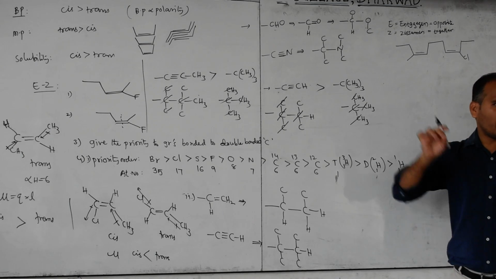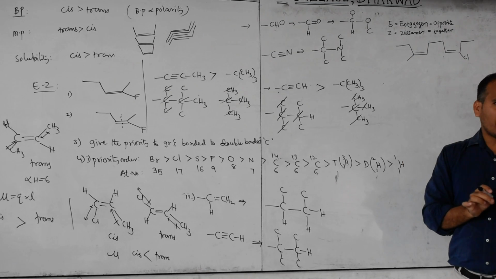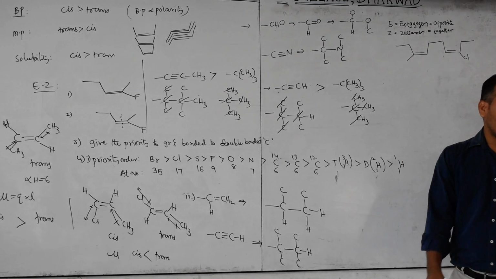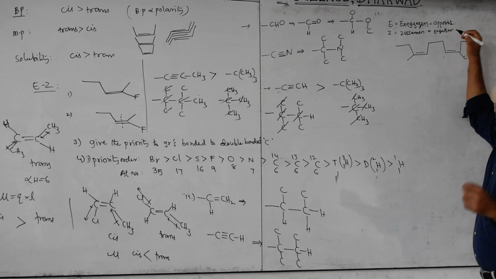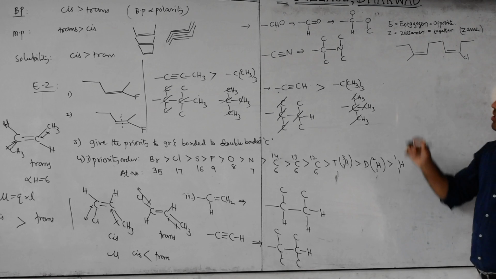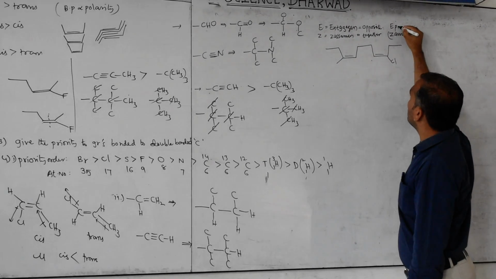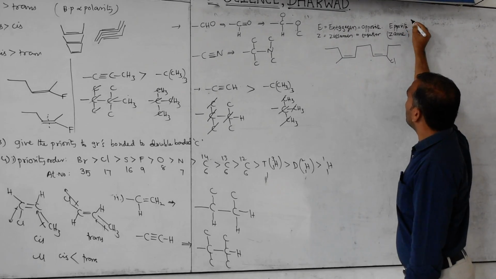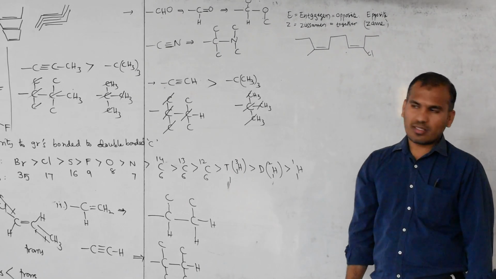If first priority groups are opposite, that is called E form. If first priority groups are on the same side, that is called Z. So for easy remembering purpose, one more trick I am giving here. This is called Zane. Zane means what? Like same. Antagonist means what? Opposite. Correct? Opposite to opposite. It means opposite type. For easy remembering purpose. Clear this is?